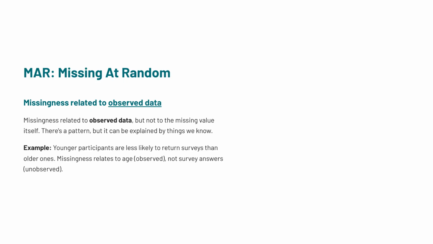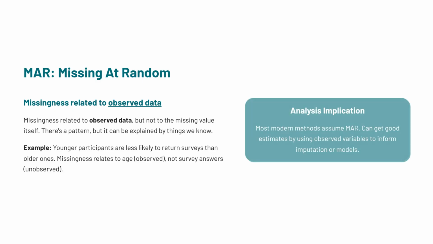Next is missing at random. Now, the phrase "at random" is a bit of a misnomer here. It doesn't mean completely random. It means the chance that a value is missing can be explained by information we've already recorded, not by the unseen value itself. For example, if younger participants are less likely to return a follow-up survey than older participants, the missingness relates to age rather than to the unreported survey answers.